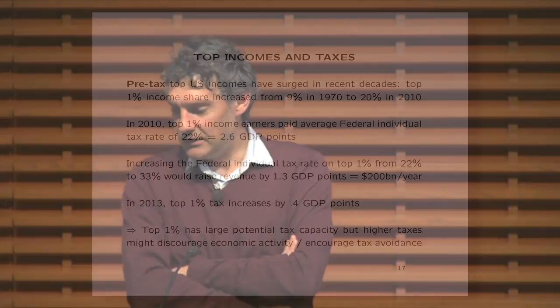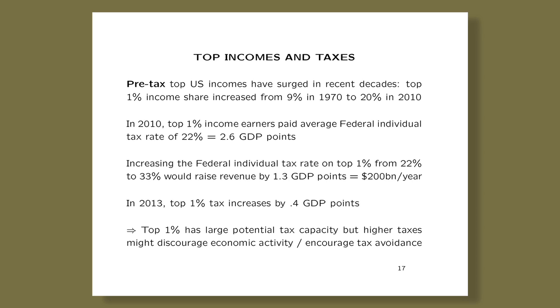So to illustrate that, in 2010, top 1% earners paid 22% on average of their income for the federal individual income tax. And that's a big number because that means 2.6 GDP points. So if you do a mechanical computation, you would see that indeed increasing the top 1% tax rate from the current 22, say, to 33%, that is increasing it by half, would raise revenue by 1.3 GDP points, which is 200 billion per year, projected, based on the 10-year projection, that would be 2.5 trillion or more. So you see very big numbers relative to what was discussed in Washington, D.C.